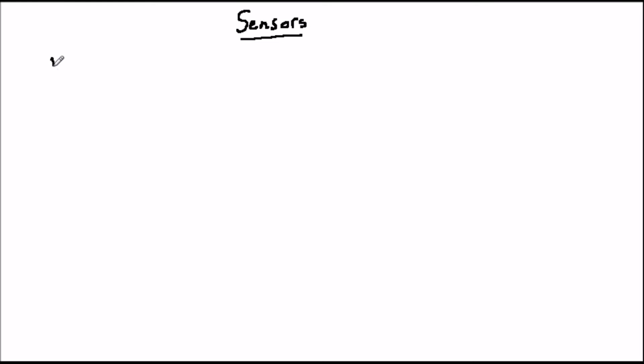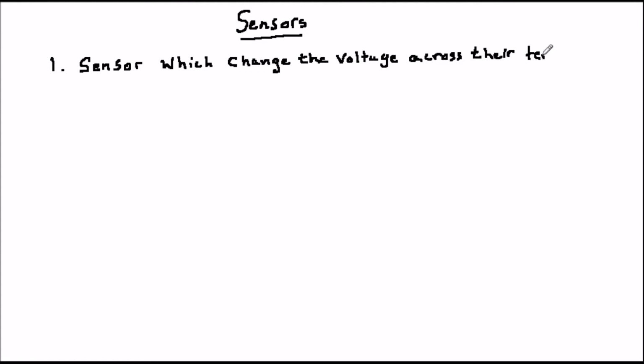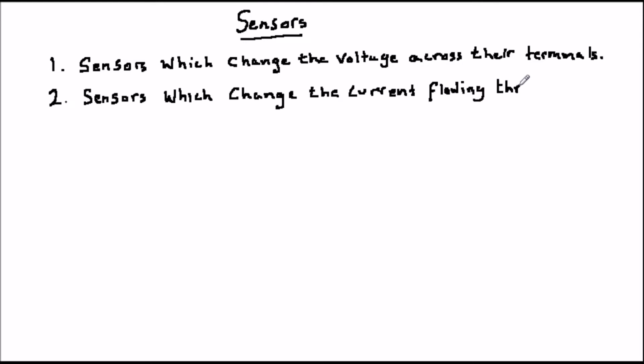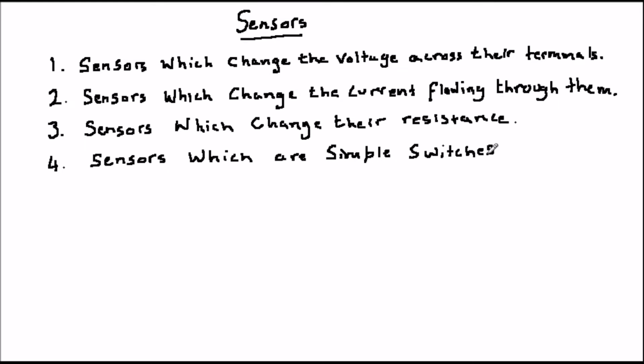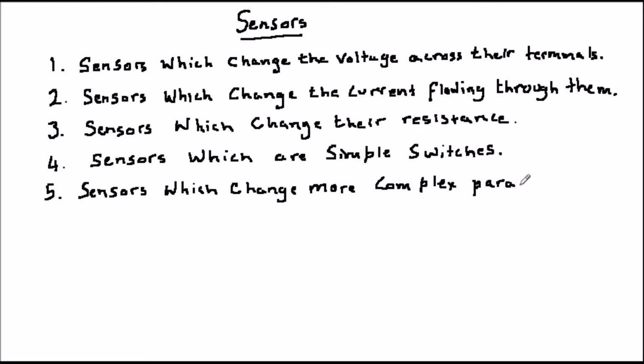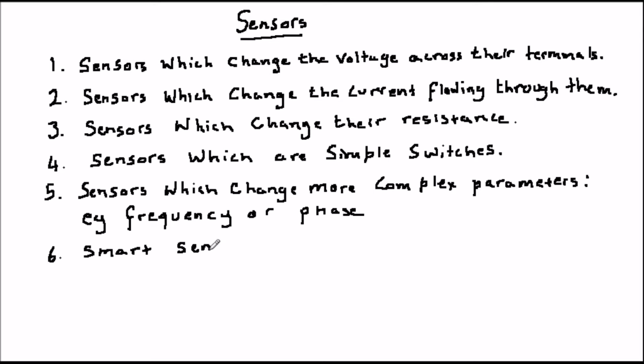We can split them up into the following categories. Firstly, sensors which respond to a change in measurand by changing the voltage across their terminals. Secondly, sensors which respond by changing a current which is flowing through them. Thirdly, sensors which respond by changing their resistance. Fourthly, sensors which are simple switches. Fifthly, a broad category of sensors which change other more complex electrical parameters. And finally, number 6, smart sensors.